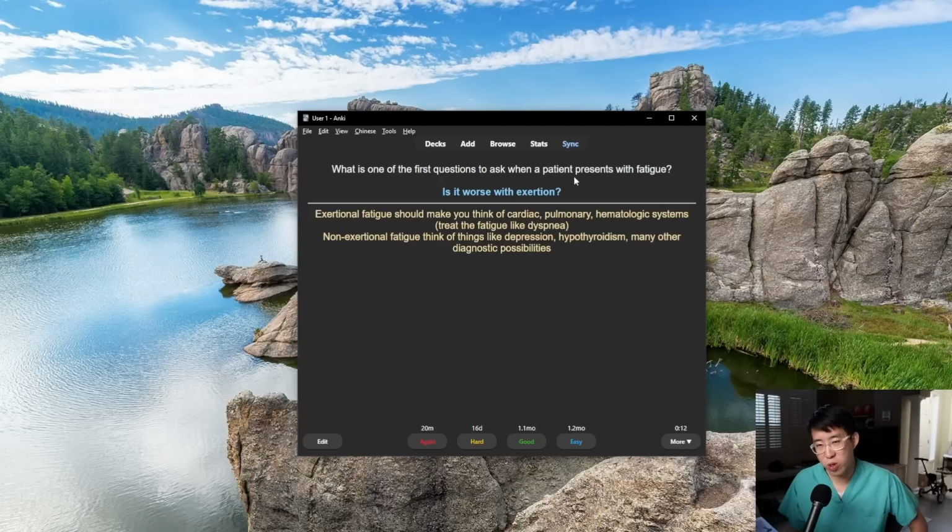So if it is worse with exertion, you automatically can reframe their fatigue as dyspnea, which could make you consider instead the cardiac, pulmonary, and hematologic symptoms. If it is non-exertional, then it could be a lot of other things, like depression, hypothyroidism. But that exertional fatigue, you should just kind of translate to dyspnea.